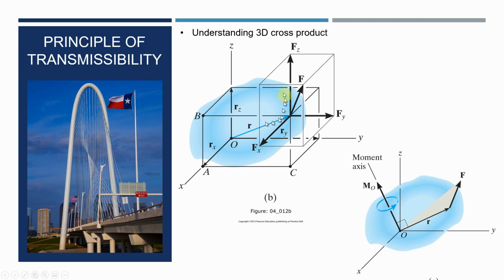Three-dimensional thinking. So here's F, here's R, and here we have the shaded area, this plane here. The moment's going to be perpendicular to this plane formed by R and F.